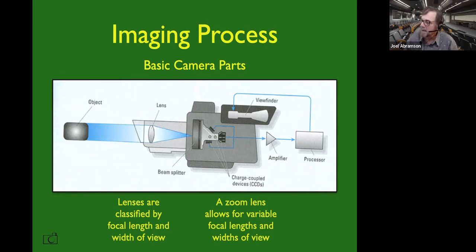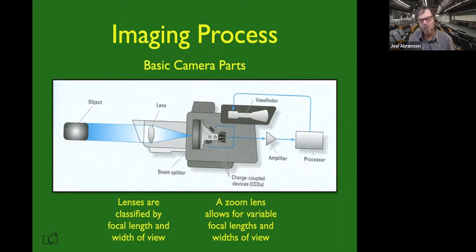These are the basic camera parts, by the way. You have your object, what we're looking at. The light goes through the lens, right, and gets focused onto a place called the beam splitter. More on the beam splitter. It goes through a charge coupled device, which interprets the signal into an electronic signal, right? And then it goes through amplification and processing outside the camera. And of course, we have a viewfinder for the operator to operate our camera.